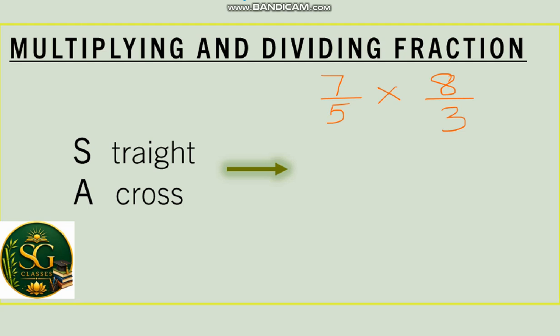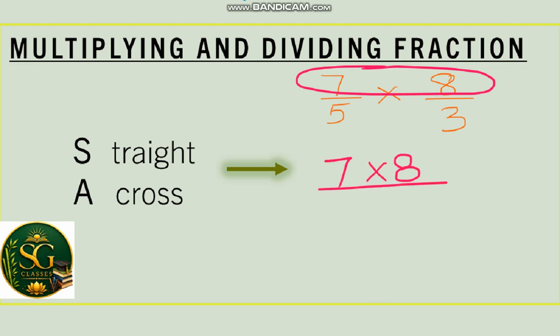How do we multiply fractions? For multiplication, it's a very simple phenomenon that says first you go straight and then you go cross. So first I will go straight. I will meet my teammate. Who is my teammate? Another numerator. 7 times 8, if it is confusing, you can write it together, and then I will go across and meet the other team, that is 5 times 3.